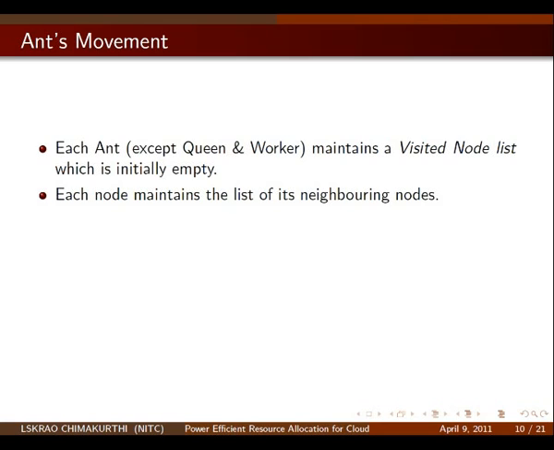In all of these functionalities, some of these ants need to move from one node to another node to get the resource utilization and also to make the load balancing decisions. So the queen ant and worker ant will maintain the available resource table, but the rest of them will have to move.